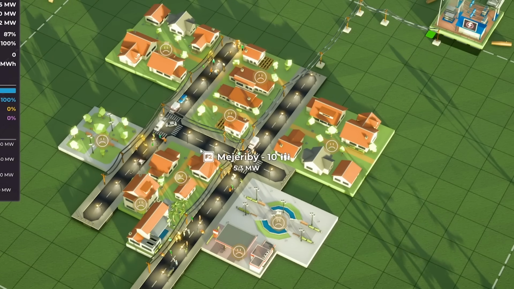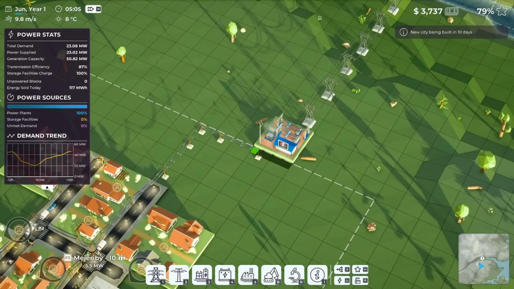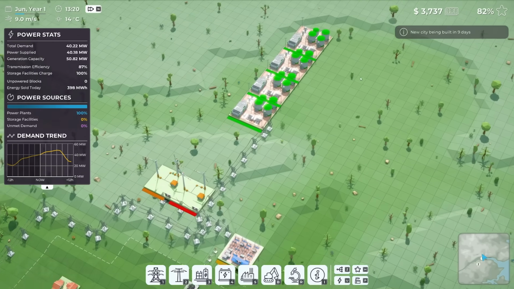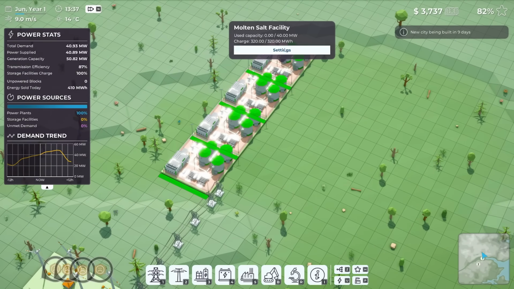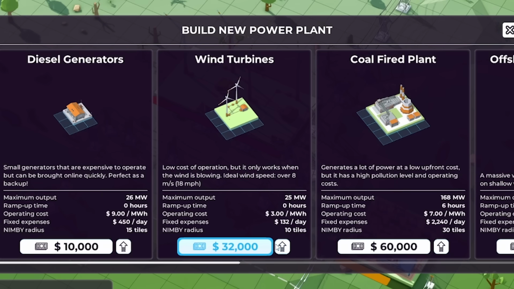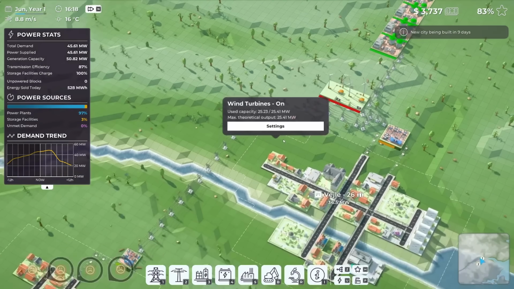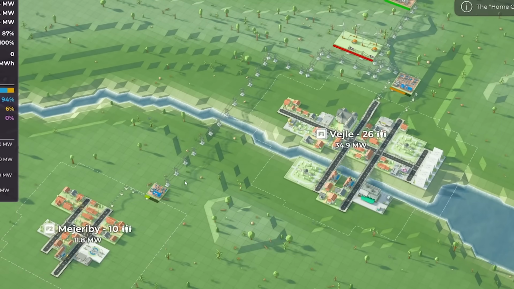Apparently they don't have enough power still. So they need 5.3. How much are they getting? They should be getting plenty. I'm thinking perhaps, do these release energy too slowly? All right, let's save up 32 grand and buy some more turbines. Man, it was going so well, and now it's going so wrong.